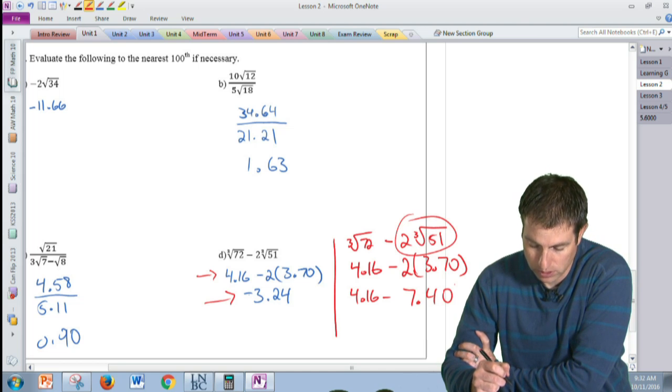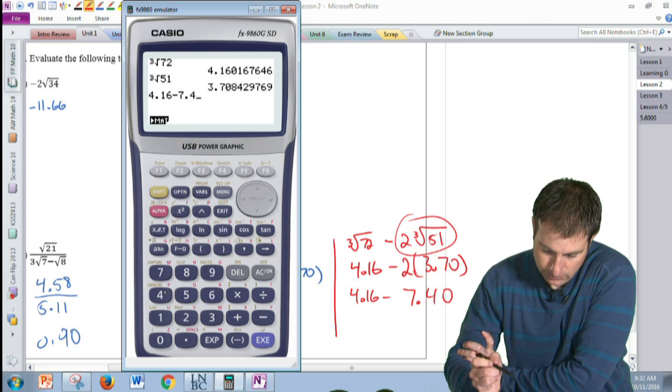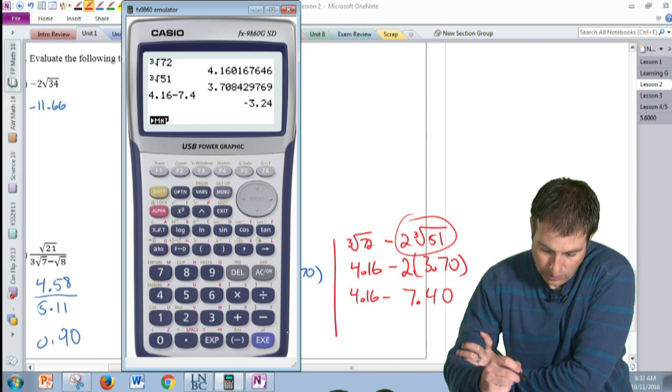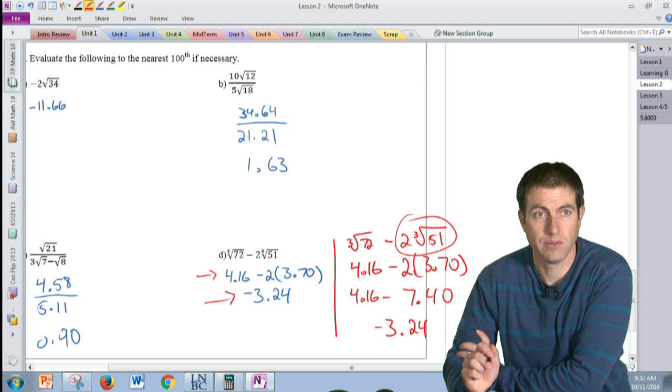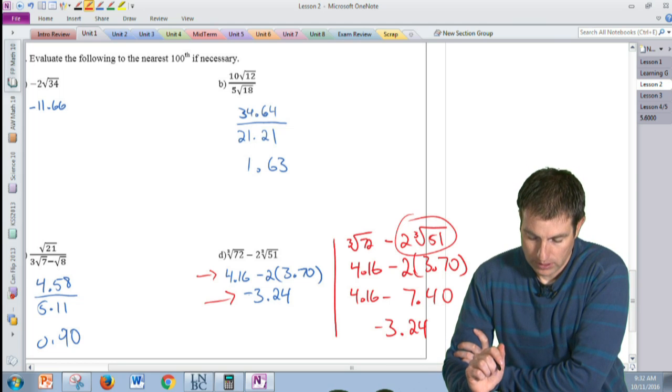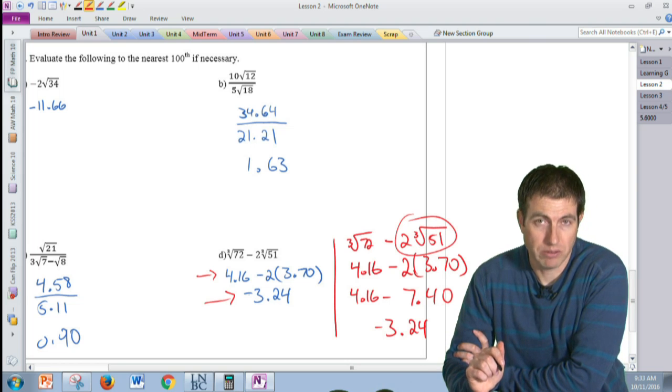And then I do the subtraction, 4.16 minus 7.4. Negative 3.24. So we can do this all in 1 step. We can do it in 3 steps. Doesn't matter, whatever you're comfortable with.